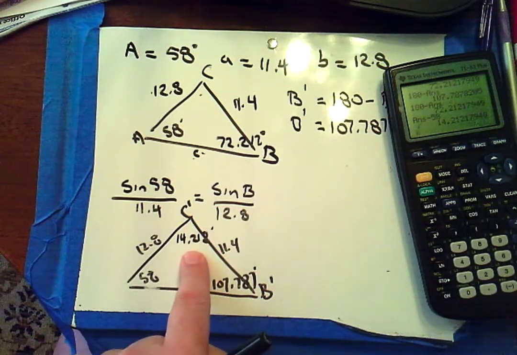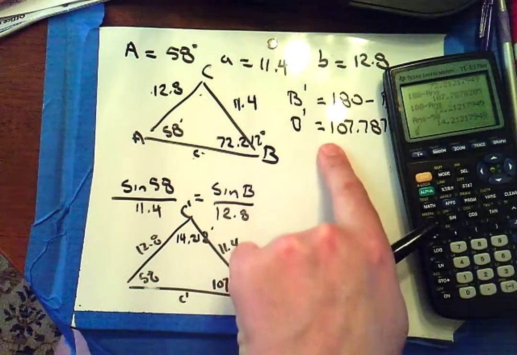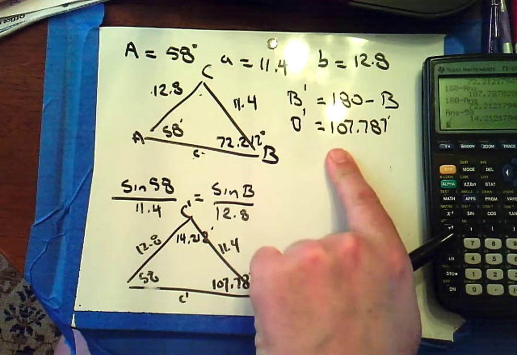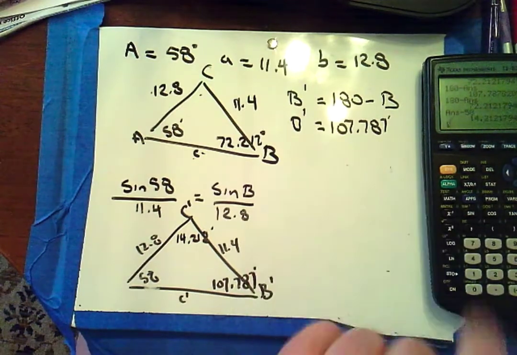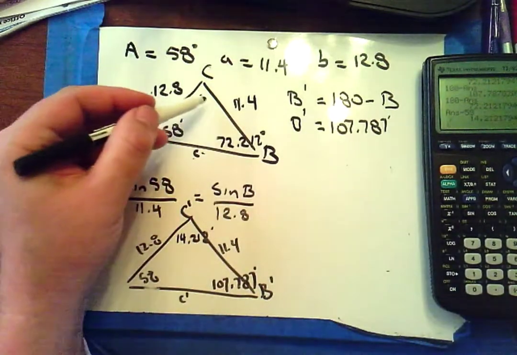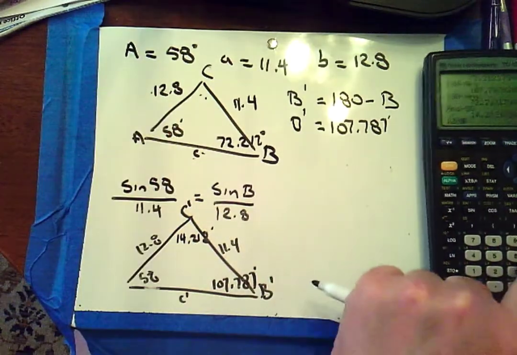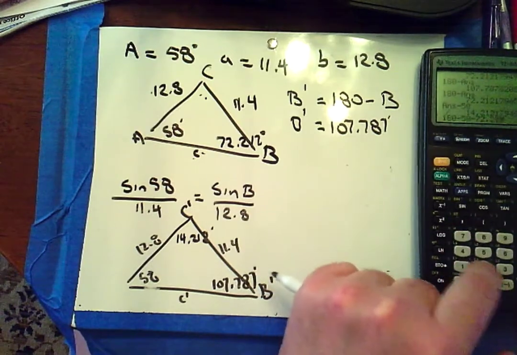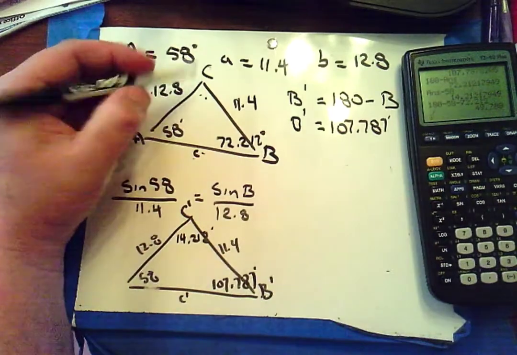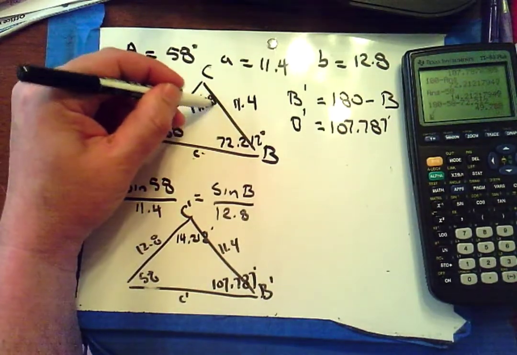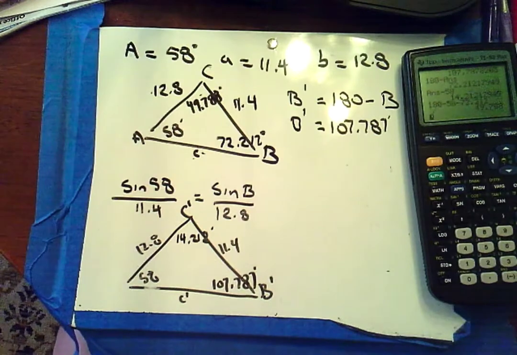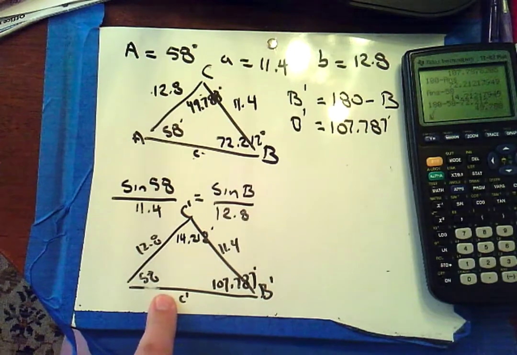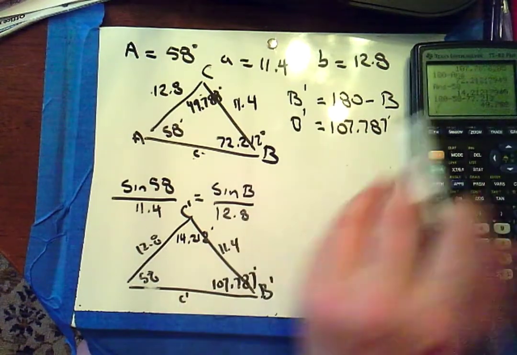So there is a second solution, and remember, we've got to check for that second solution. I think the sooner you check for it, the more likely you are to notice that there's supposed to be a second solution. Okay? Up here with this one, we've got 180 minus 58 minus 72.212, and so this one is 49.788 degrees. And now it's just a matter of doing a law of sines problem to find little c, and a law of sines problem to find little c prime.